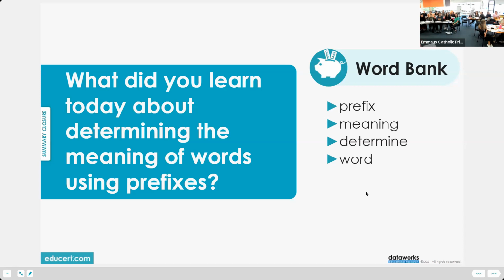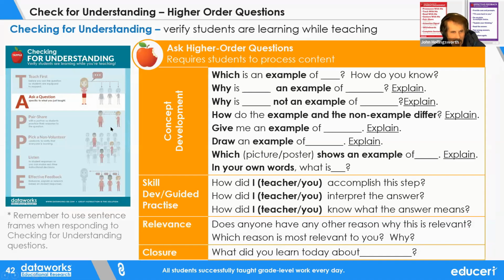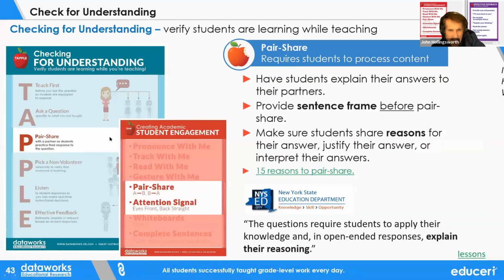Wonderful. Okay, great. All right, so I think you can do this in any type of lesson. Just be ready to pull this up and to do it. Okay, so let's go on to the next one. The next one is easy to pair share.